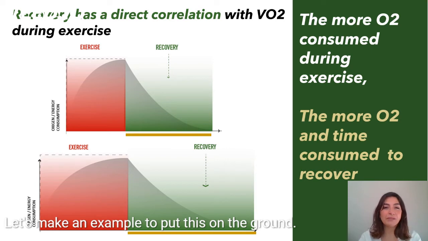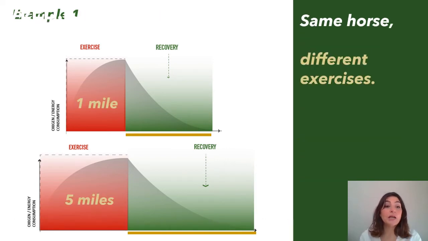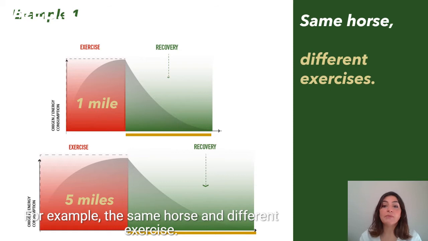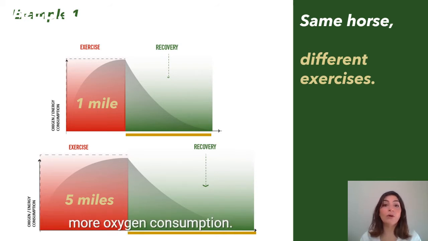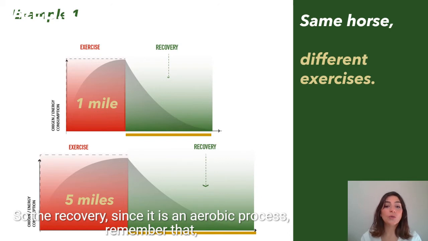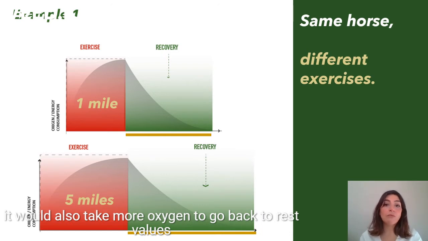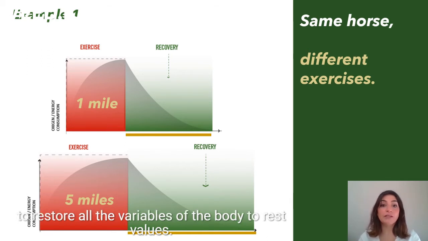Let's make an example to put this on the ground. For example, the same horse in different exercises. Of course, for us, the 5 miles workout is more demanding and requires more oxygen consumption. So the recovery, since it is an aerobic process, would also take more oxygen to go back to rest values, to restore all the variables of the body to rest values.